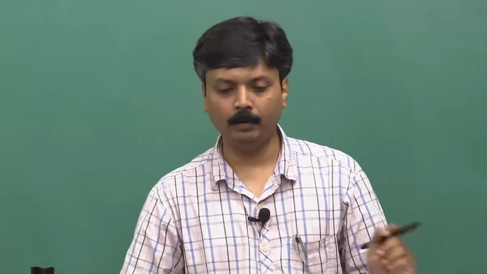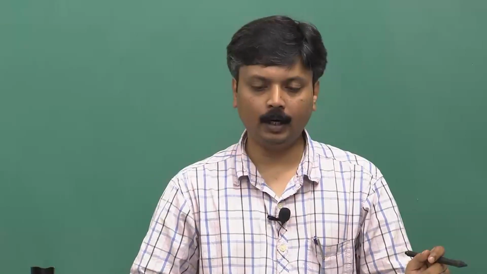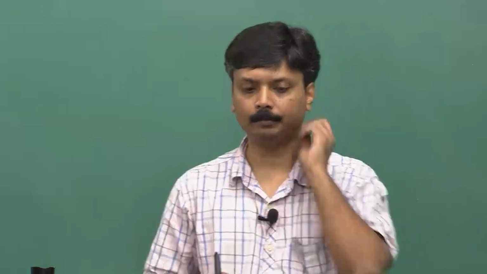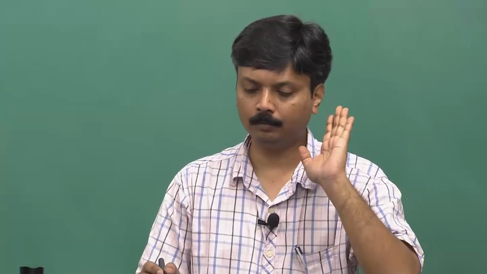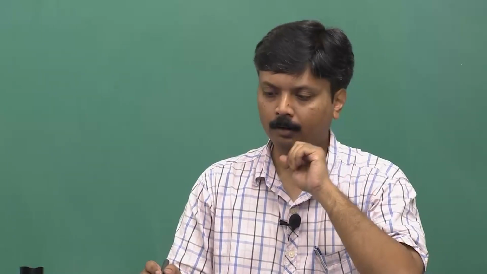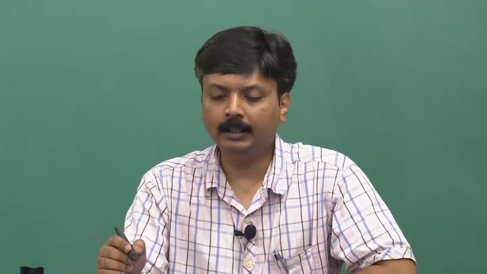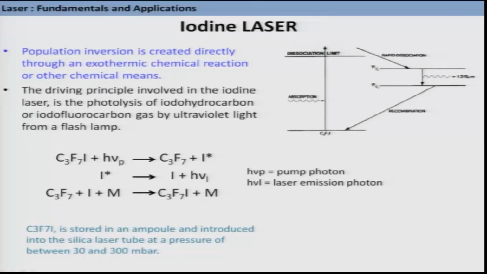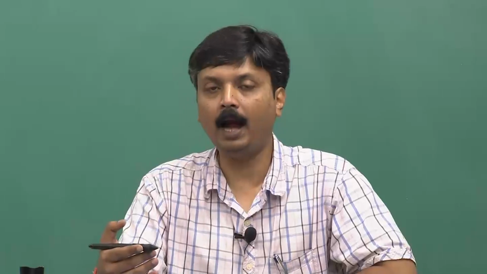Two different types of chemical lasers we will discuss. One is the iodine laser, and the second one is the excimer laser. So let's start with the iodine laser. First let's look at the system. The iodine laser deals with the energy levels of iodine atoms.